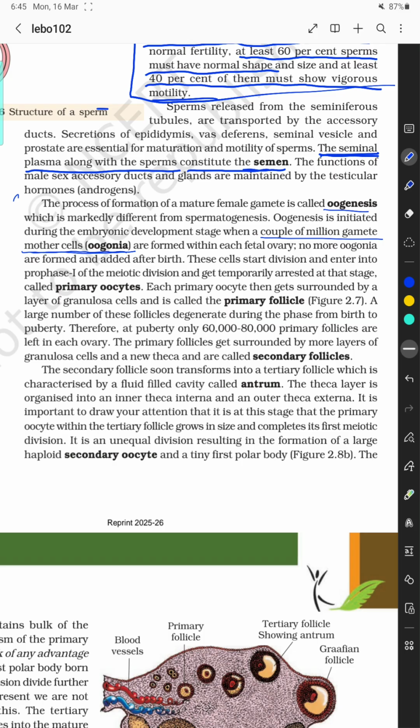How? What did you study in spermatogenesis? Spermatogonia develops into primary spermatocyte, and the ploidy is 2n. What happened there? Only growth and differentiation. But what happens here? The oogonium undergoes differentiation and mitosis and develops into primary oocyte. Now this primary oocyte starts meiosis 1. It enters into meiosis 1.